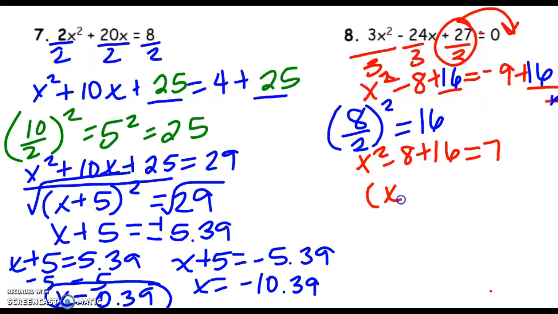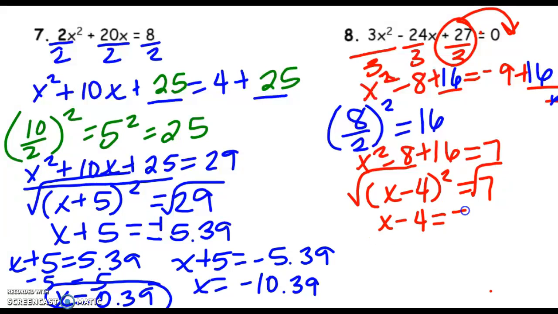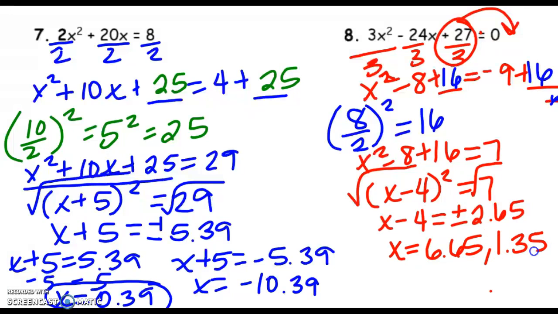So I can go ahead and square this out. And so I have x minus 4, since that 8 is negative, squared is equal to 7. Square root both sides. Again, not very nice, but I have x minus 4 is going to equal positive or negative 2.65. And from here, I'm going to set up my two equations, and I'm going to end up with x equals 6.65 and 1.35. We'll do the rest tomorrow.